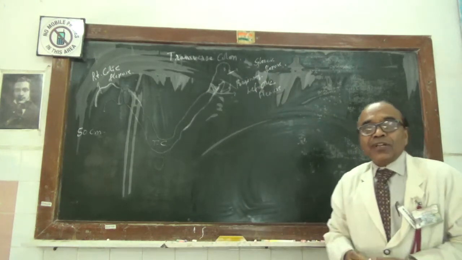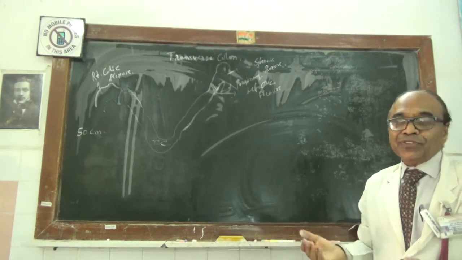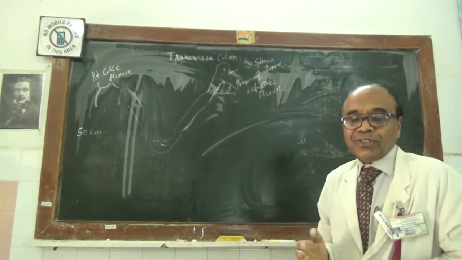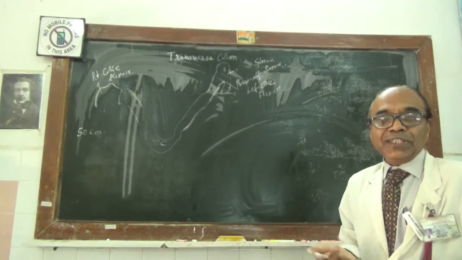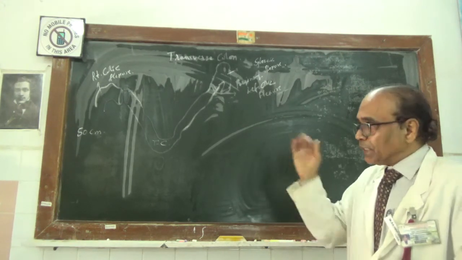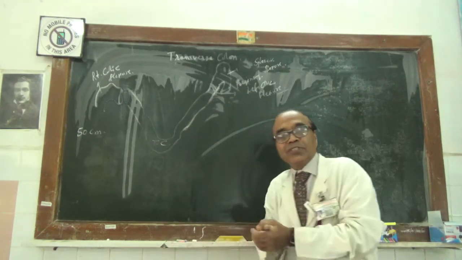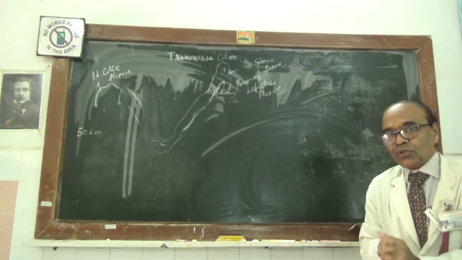So this transverse colon has the same characteristic features as the other colons, such as sacculations, tinea coli and appendices epiploicae. So this is the transverse colon.